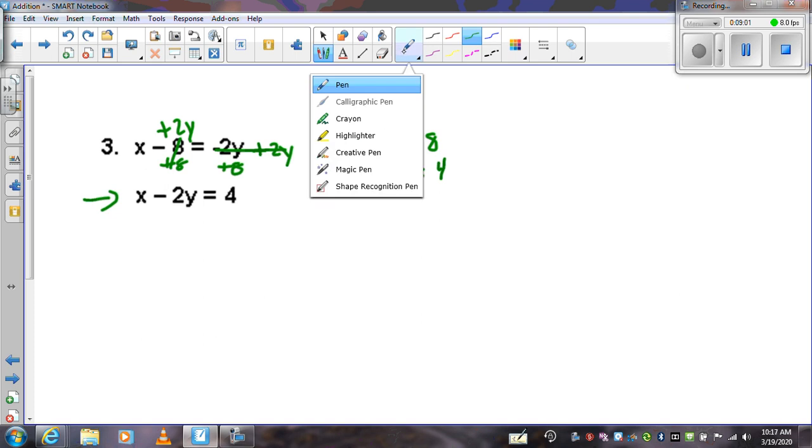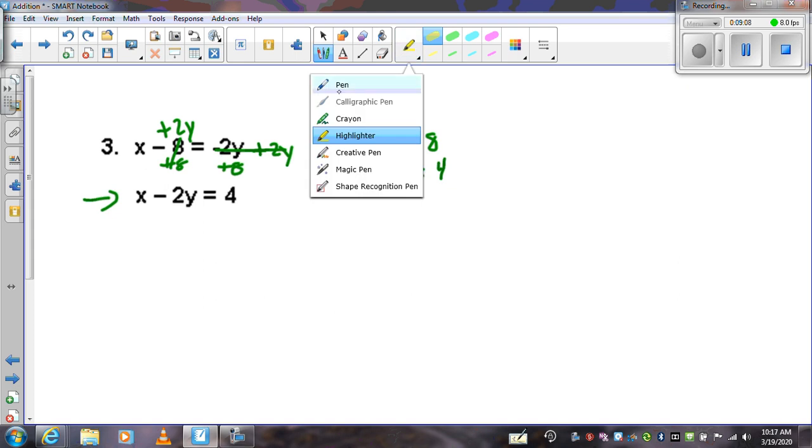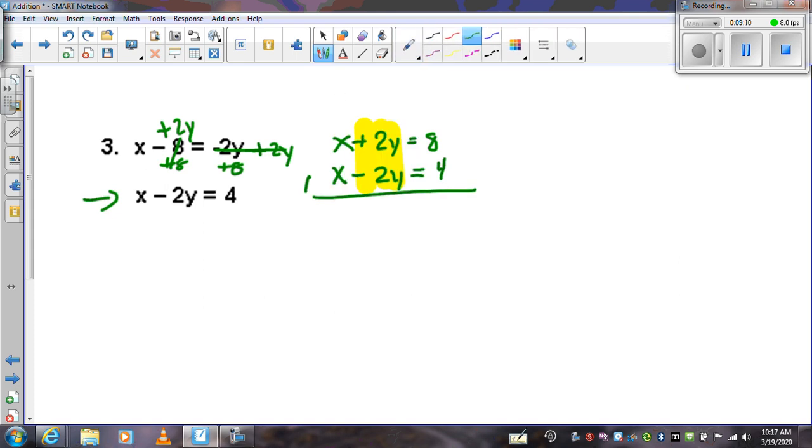So now I want to look and see if I have opposite coefficients. And I actually do for the y's. So I can go ahead and add the two equations together. And I get 2x is 12. Divide both sides by 2. And it means x is equal to 6.